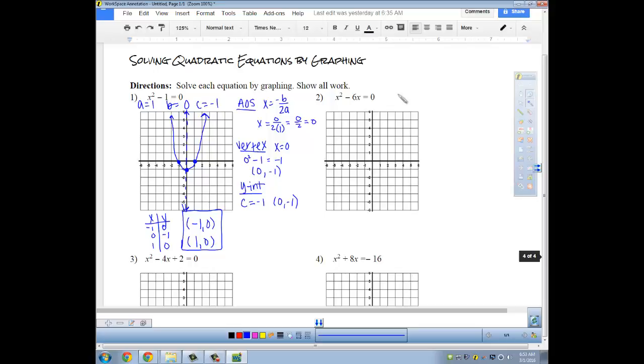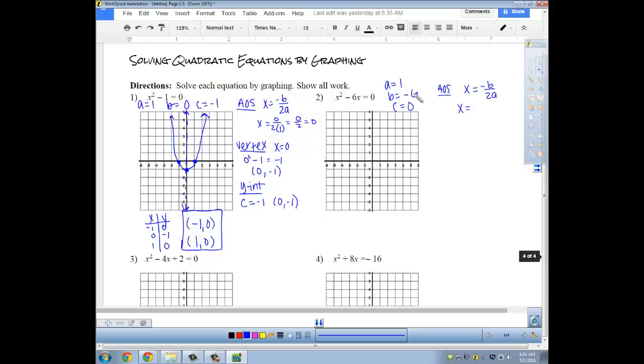Okay. Number 2, now, of course, I messed up a little bit. Number 2, our graph's going to go off the graph a little bit, but not too much. So here my a is going to be 1. My b is negative 6. And this time I don't have a c because there's no term without an x. So find your axis of symmetry, which was x equals negative b over 2a.